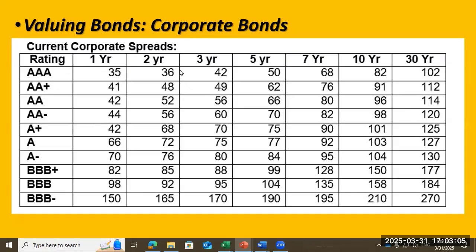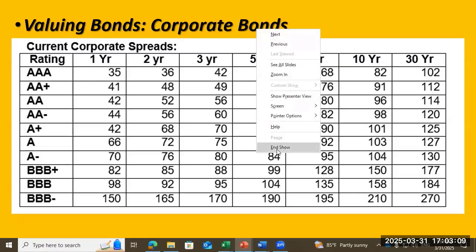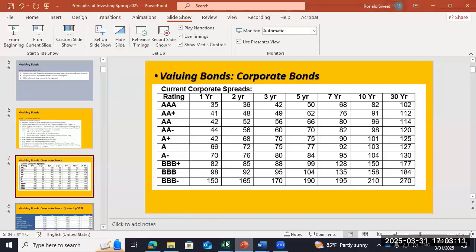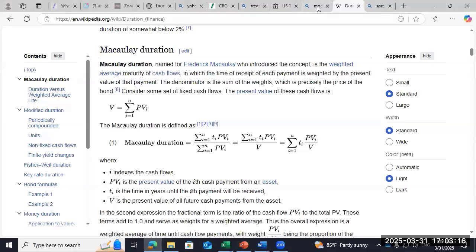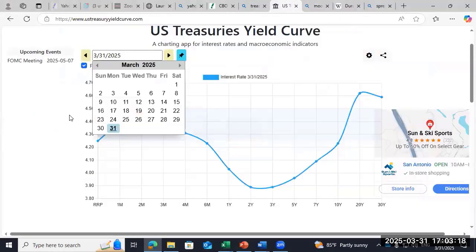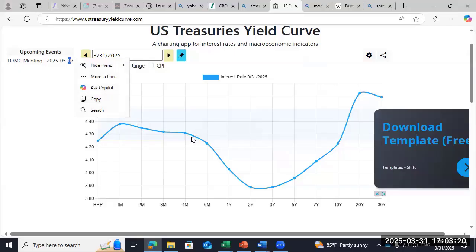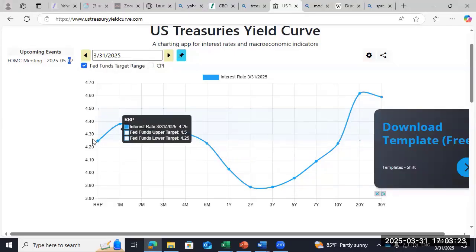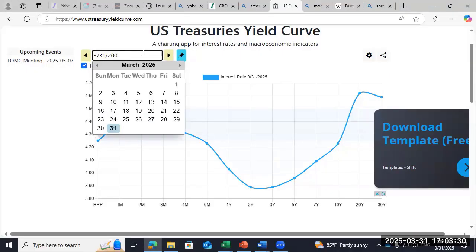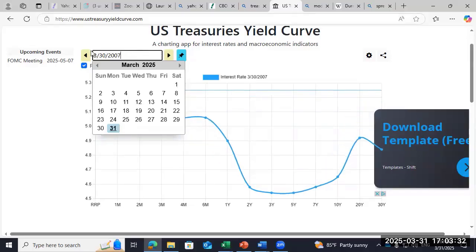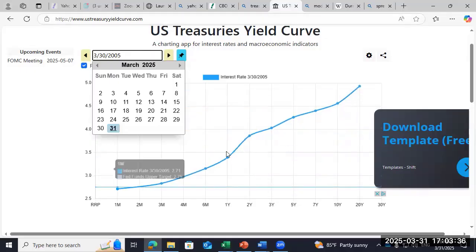What else happens? What happens as you go across time? They increase. Anybody know what that's called? So this is the term structure of interest rates. Treasury yield curve, term structure of interest rates. Normally, it's upward sloping, right?